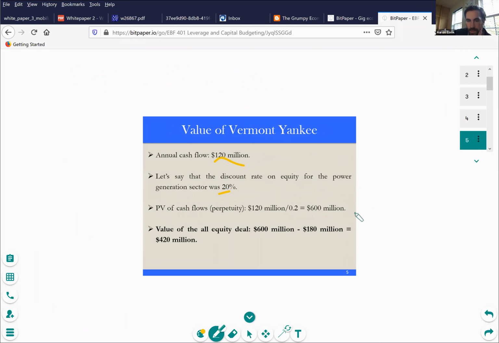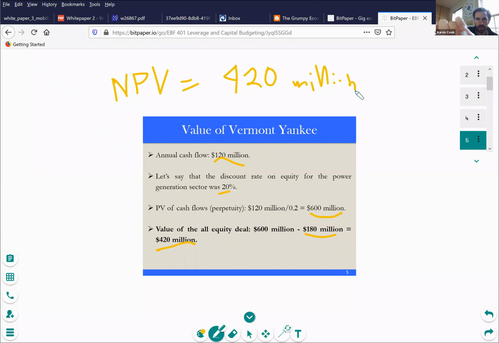So discounting those cash flows by the relevant discount rate of 20% gives you a PV of $600 million. Right, so $600 million is the PV of all the future cash that's generated. The investment costs you $180 million, and so the NPV, the present value of the cash flows in the future minus the cost of the investment, in this case comes out to $420 million, and this is without any debt. So that's the baseline that we're considering. That's without any debt.